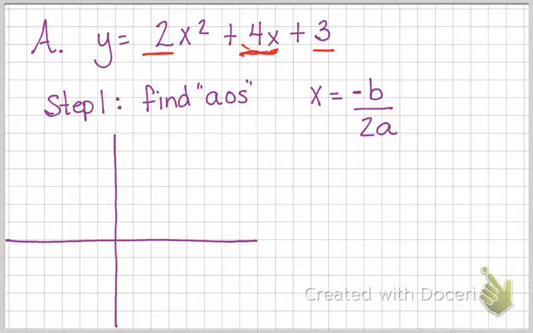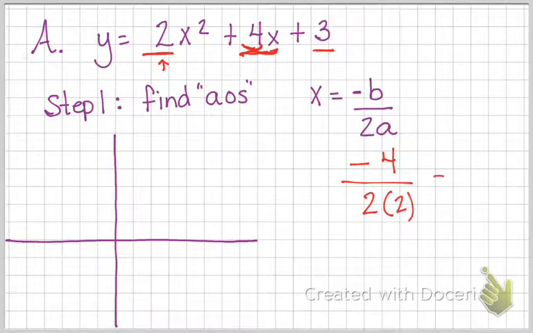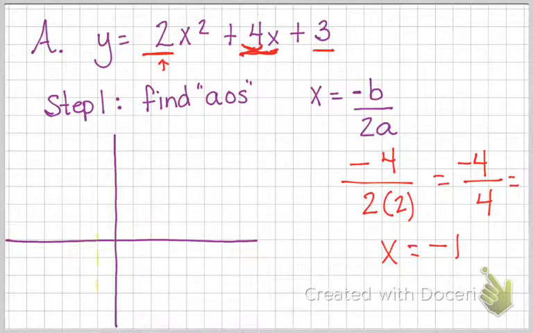So our b value is 4, so we're going to put it into our formula, negative, and we're going to put in the b, the negative is part of the formula, and then 2 times, and what is the a value? That is 2. And we're going to simplify. Negative 4 over 4, which gives us a negative 1. So x is negative 1. We're going to go to our graph paper, and we're going to make a little dotted line. I'm going to use a highlighter to show this. On negative 1, x is negative 1.